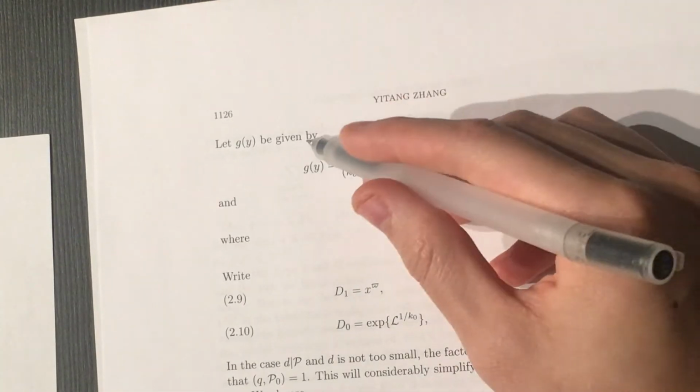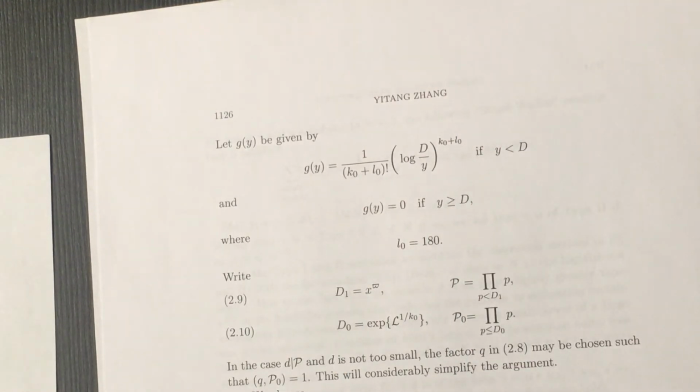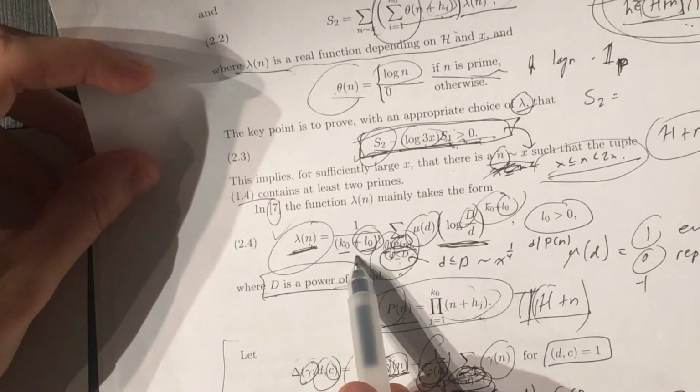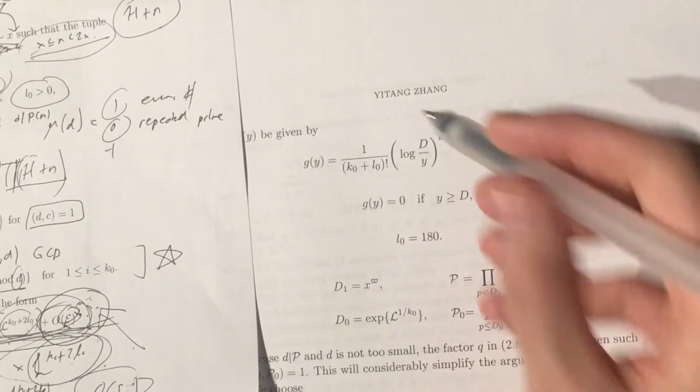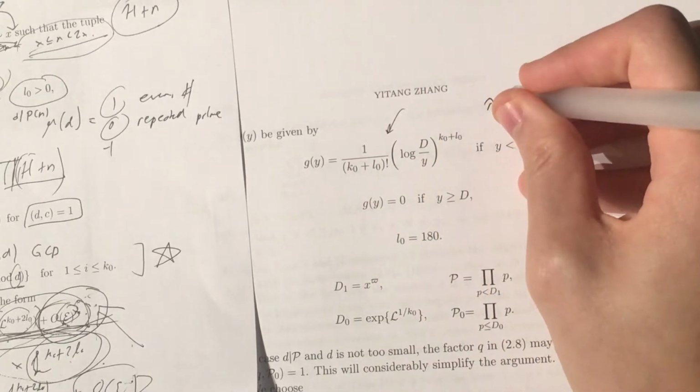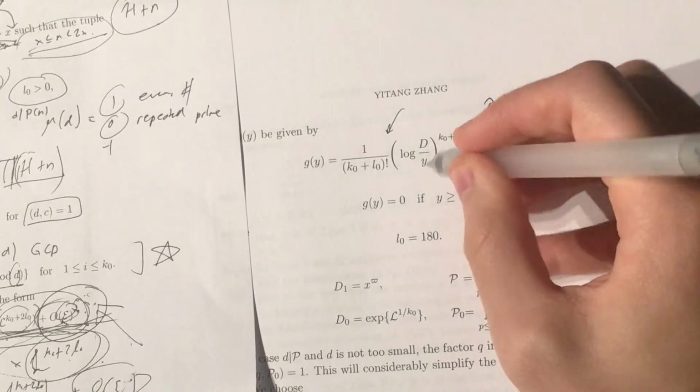Okay, so let g of y be given by this. This looks very similar to the original form of the lambda function, which was used in previous work, and it looks like 1 over k plus blah, blah, blah. So this looks extremely similar. There is no sum here, so you can essentially write lambda of n to be what?